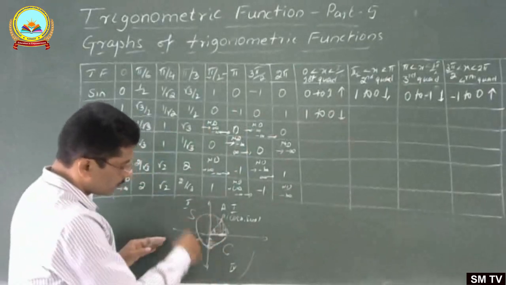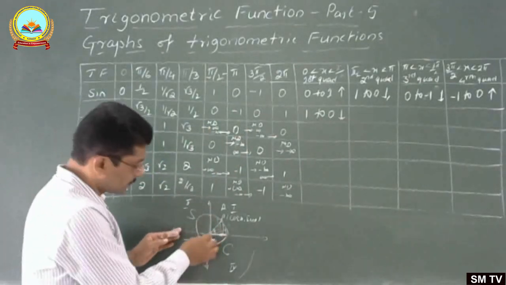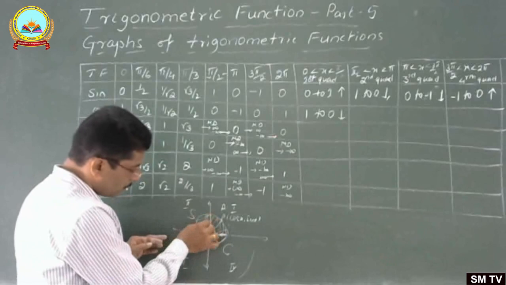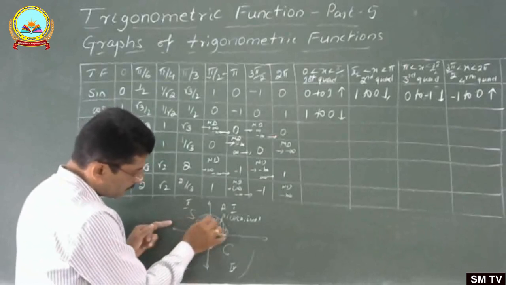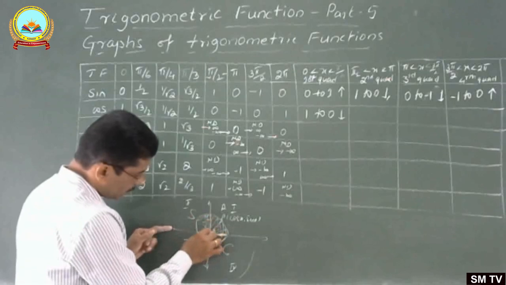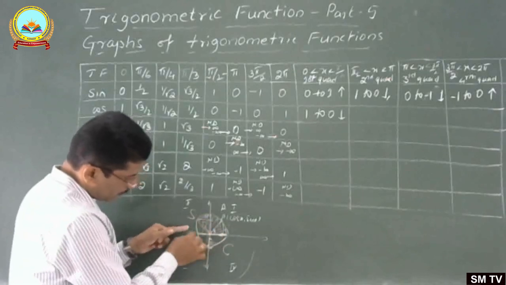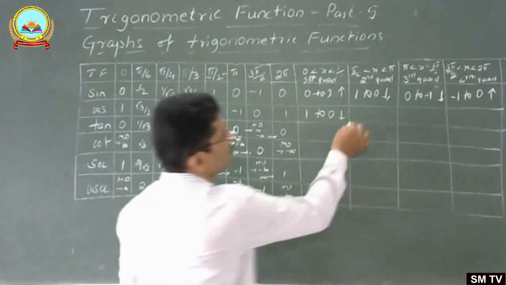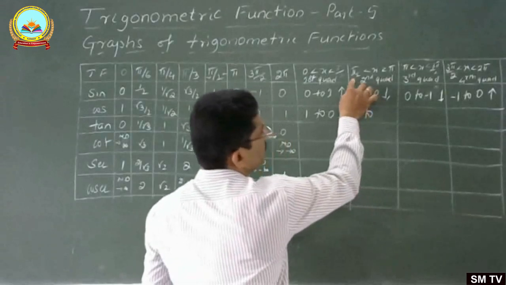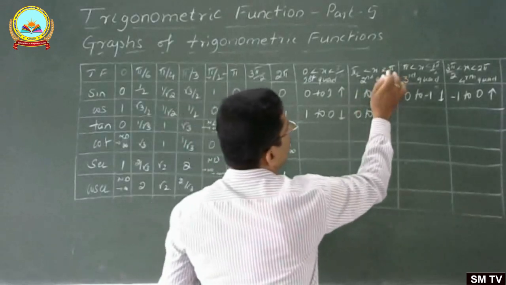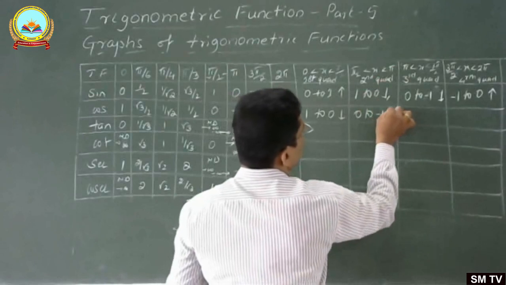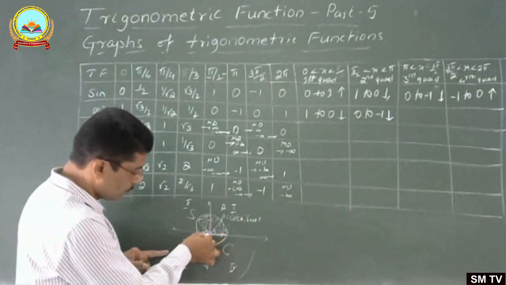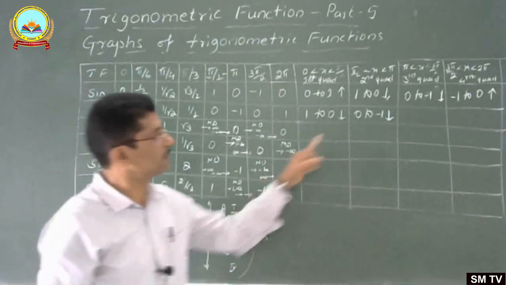Next, in the second quadrant, the cos values, the x coordinates, are negative. As the curve moves, the value of the x coordinate is negative and decreasing, going right to left. Starting at 0, cos of pi by 2 is 0 and cos of pi is minus 1, again decreasing. The curve is like this: 1 to 0, 0 to minus 1, it is decreasing.